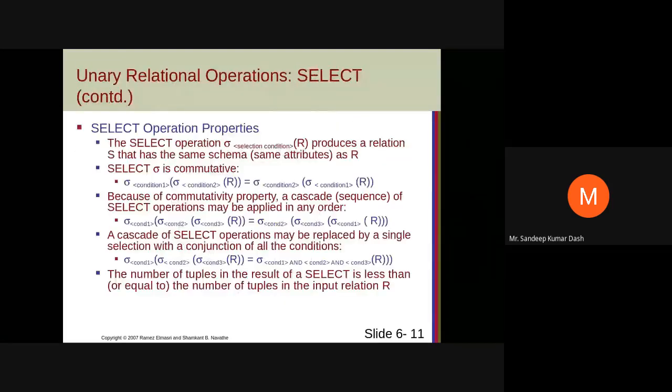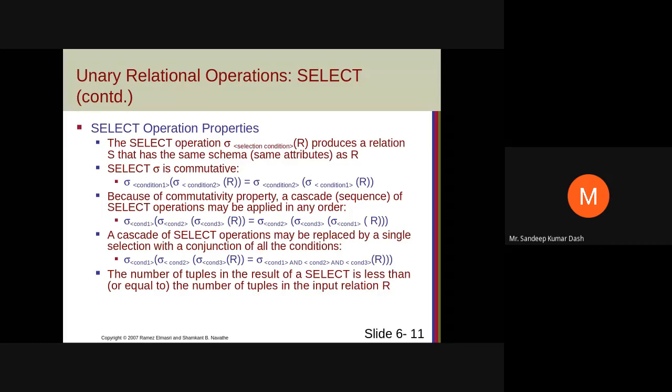The number of tuples in the result of a select is less than or equal to the number of tuples in the input relation R. That means as a result of the select operation, whatever condition you are applying, some rows may be selected, some rows disqualified, or all the rows selected, or none of the rows selected.